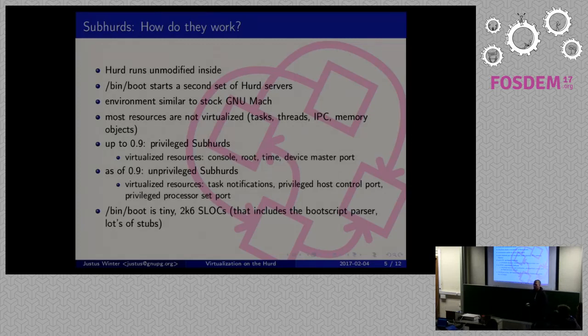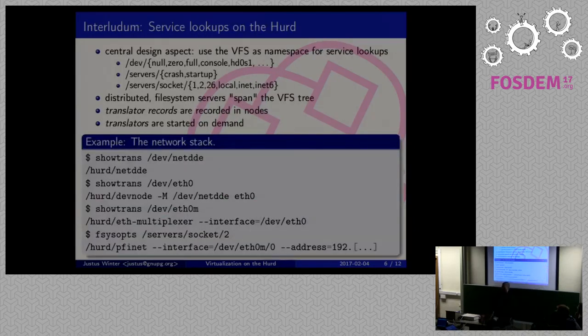And the nice thing about this boot program is that it's tiny. It's like 2,600 lines of code, which for a C program is not that big. And it actually contains a lot of stub functions and this weird bootstrap parser thing. So it's quite simple to do coarse-grained virtualization on a microkernel multiserver-based operating system. But that's actually not the interesting thing for me, because I want to do fine-grained virtualization.